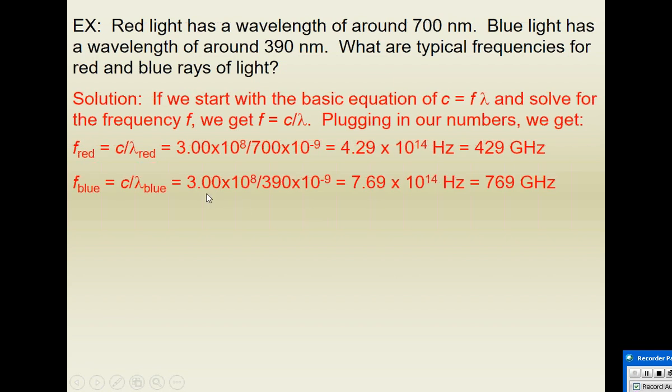c is still 3 times 10 to the 8 meters per second, but now lambda, the wavelength, is 390 times 10 to the negative 9 meters. Plug it in, and you should be able to get the quantity 7.69 times 10 to the 14, and that is 769 gigahertz. These sound like ridiculously high frequencies, but they are perfectly ordinary for visible light.